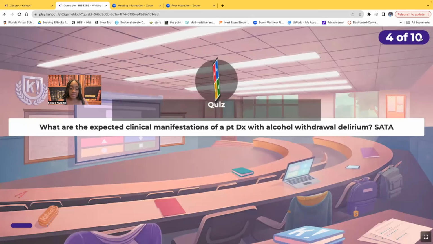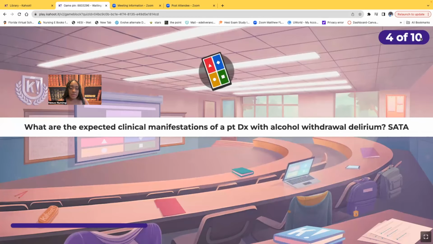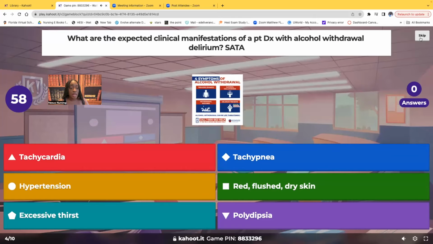Select all that apply. What are the expected clinical manifestations of a patient diagnosed with alcohol withdrawal delirium? Here are your choices: tachycardia, tachypnea, hypertension, red flesh, dry skin, excessive thirst, polydipsia. What are the expected signs and symptoms or clinical manifestations of a patient diagnosed with alcohol withdrawal delirium?